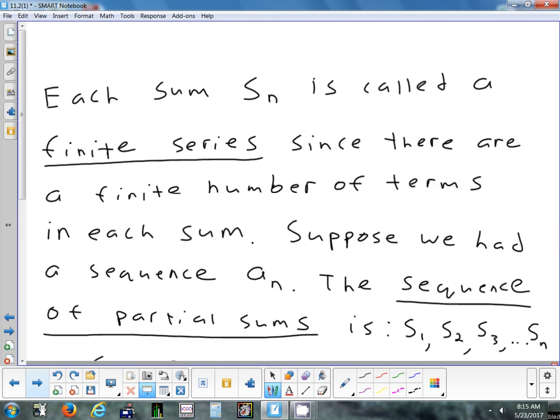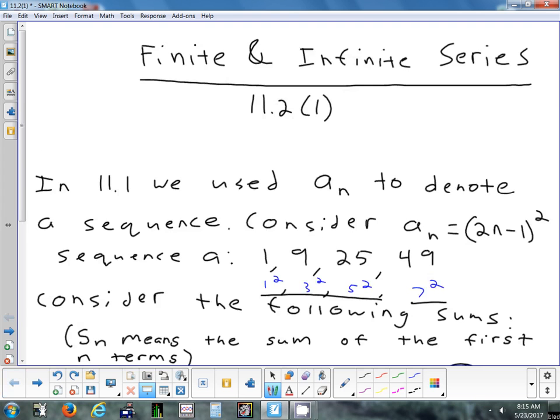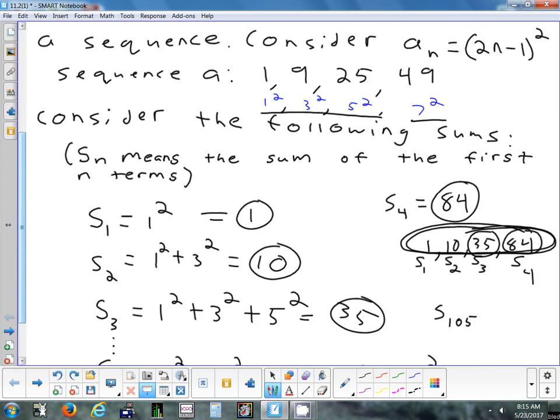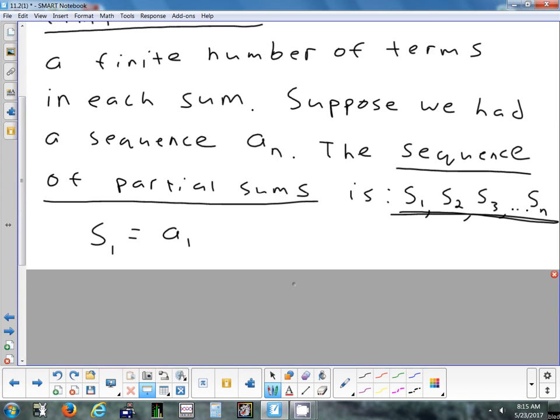So the next thing I'm talking about is writing down a sequence of partial sums. That's exactly what I had right here. 1, 10, 35, 84. That's a sequence. And each term in the sequence is a sum. And that's what I'm explaining right there. And really, the goal is to figure out a pattern in that sequence. Because we don't want to try adding up a bunch of things by hand. We've got to figure out formulas to do it quicker.